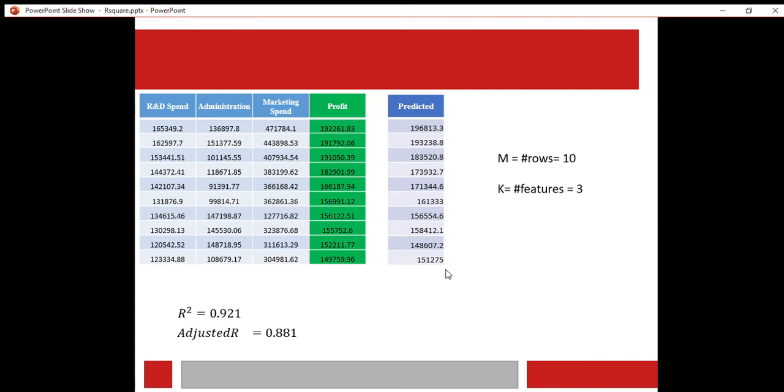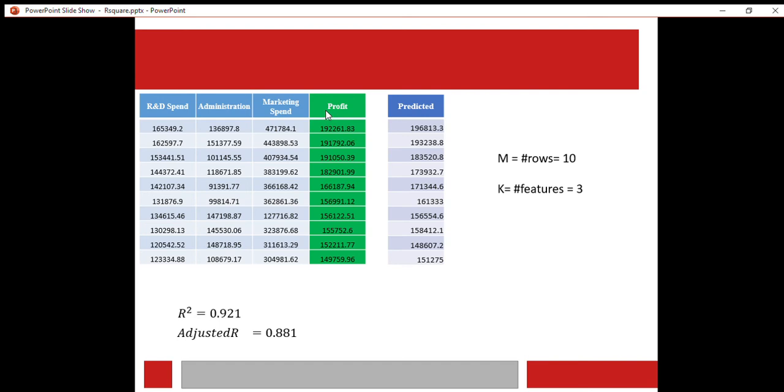Assume here we have this data set. It's 50 startup companies. So let's see what these features mean. Assume that there are 50 companies, and for example, the first company spent this amount of money on research and development, this amount on administration, this amount on marketing, and they got this amount of money as a profit.